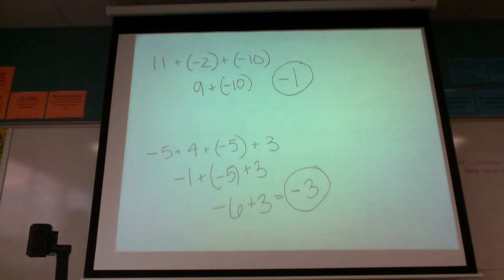All right, you can go ahead and move to your practice and extension work. And when you're done, then we can come back and learn about subtracting fractions.